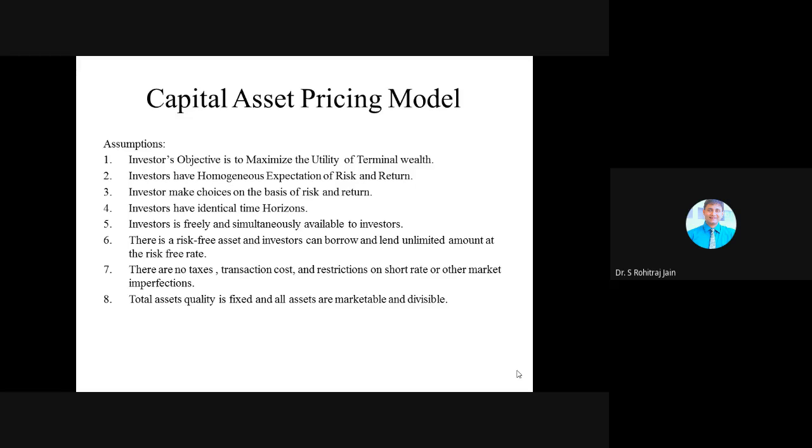Now, as far as the eighth point is concerned, the assumption explains that liquidity can be ignored and new issues of securities can be done. In case these things cannot be ignored, then the simple CAPM cannot capture all that is important for pricing securities. So these are some of the basic assumptions of the CAPM model. Clear?